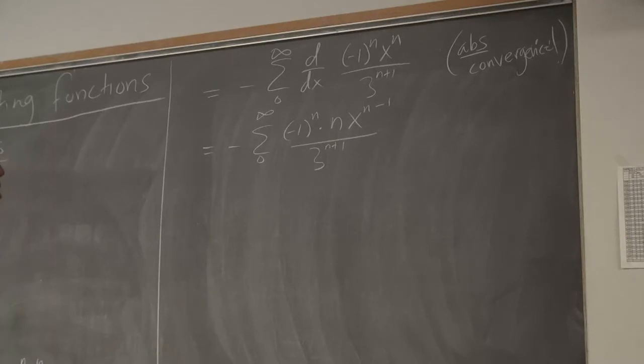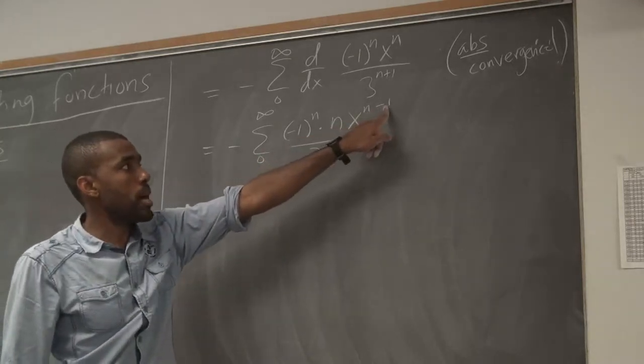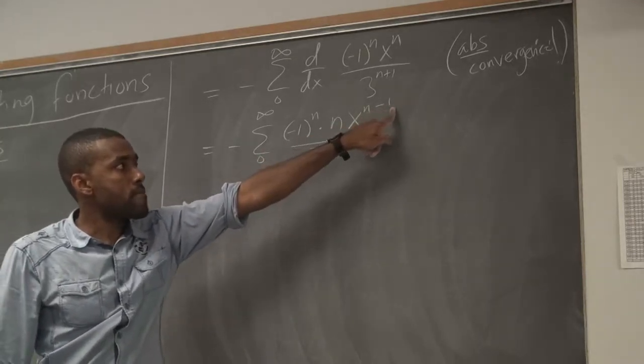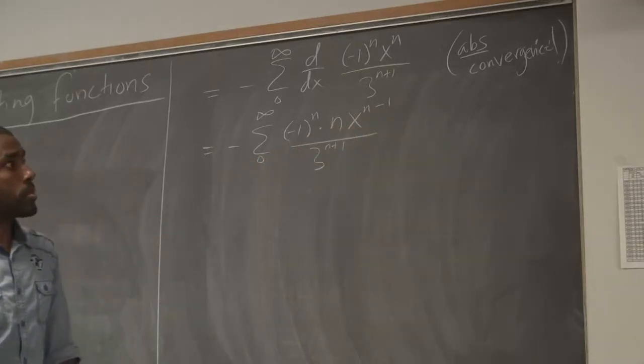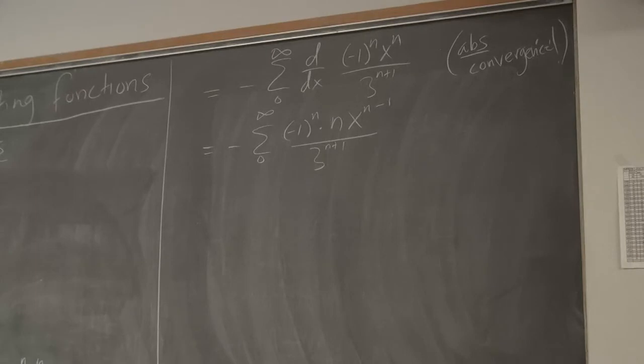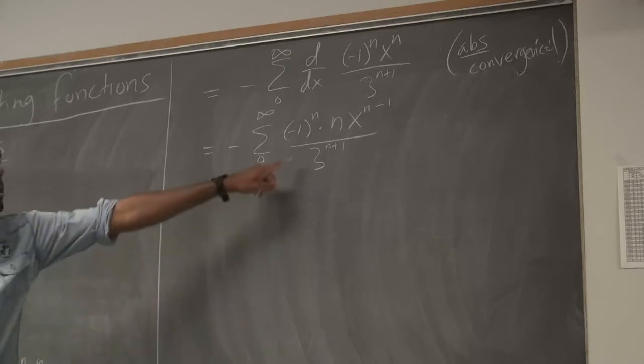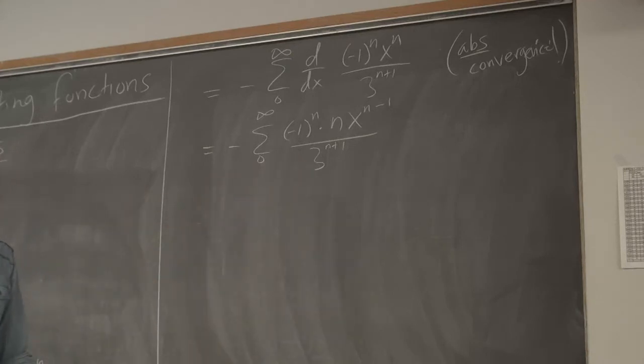So now I've represented that function as a series. It's not quite a power series, though, because of the power with n minus 1. Can anyone think of an idea of how to get it to look like a power series, to change the power? Multiply by x over x. No, because then you get an x in the denominator, which is not a power series anymore.